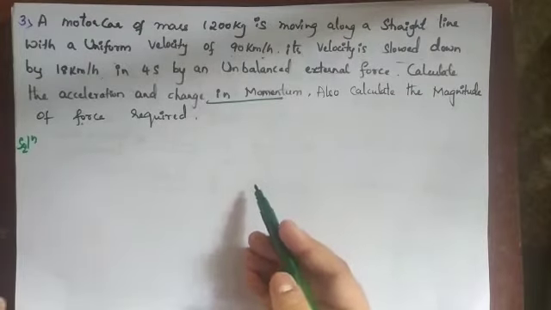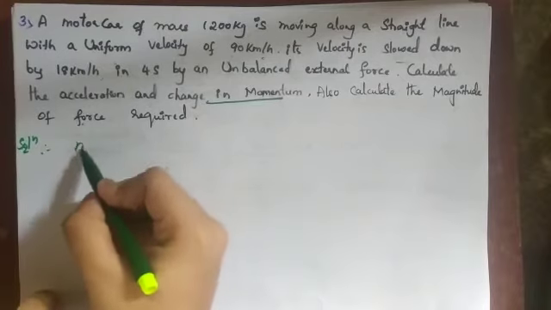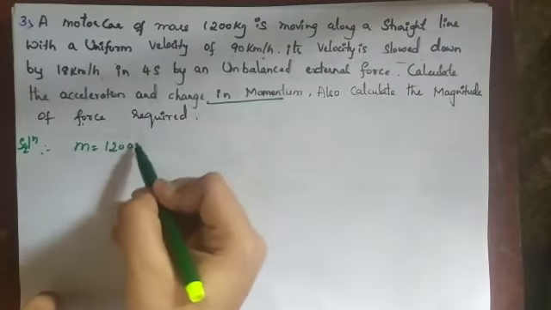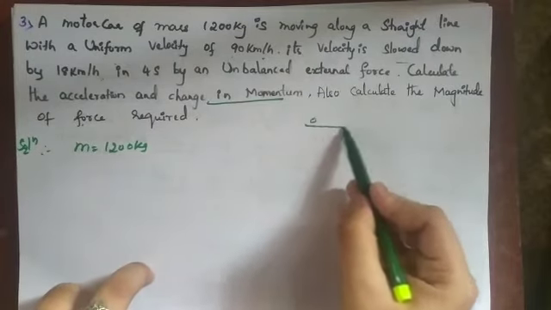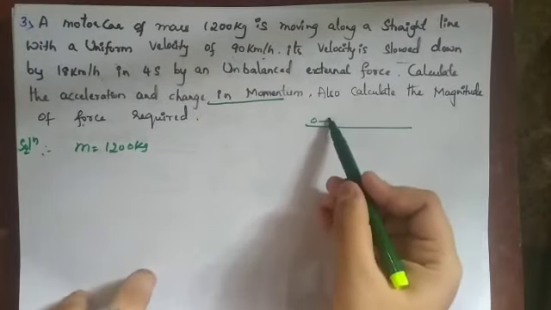Okay, here mass is given: mass is 1200 kg. So a motor car was moving along a straight line. Along a straight line, this motor car has been moving.